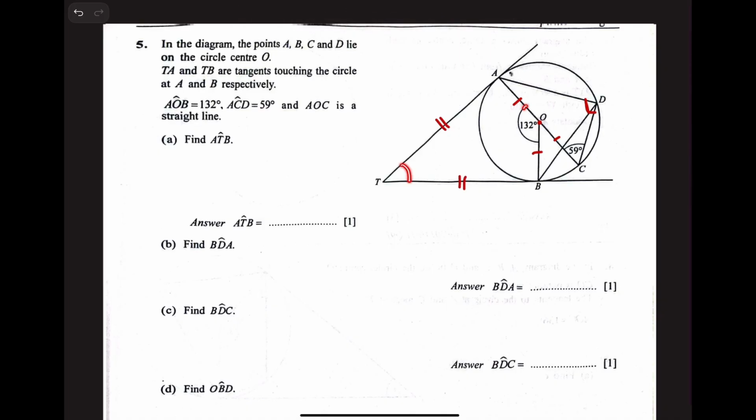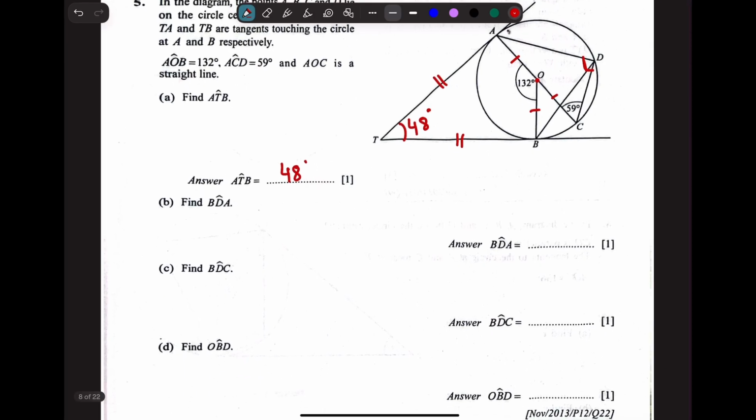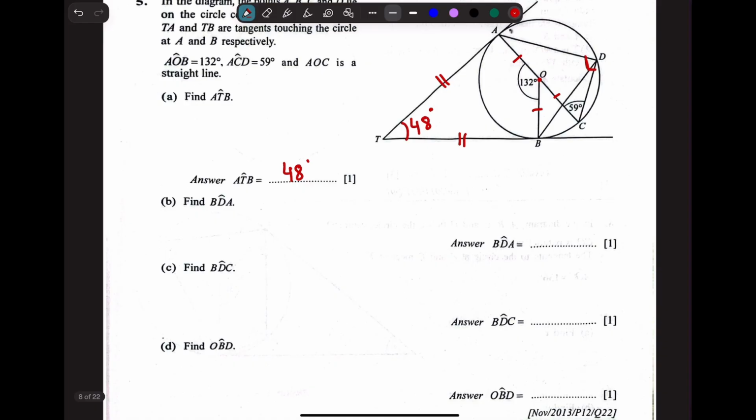That these angles add up to 180. These are supplementary angles, right? So the opposite interior angles of a kite are supplementary. So this would be 180 minus 132, which is 48. Okay, so this is 48. Okay, so they want us to find part A. Find ATB. ATB, we've already done that. So it is 48 because the opposite interior angles of a tangent kite are supplementary. They add up to 180.